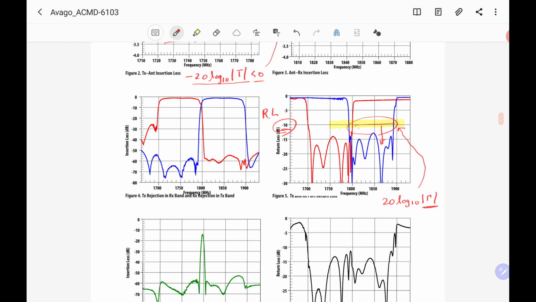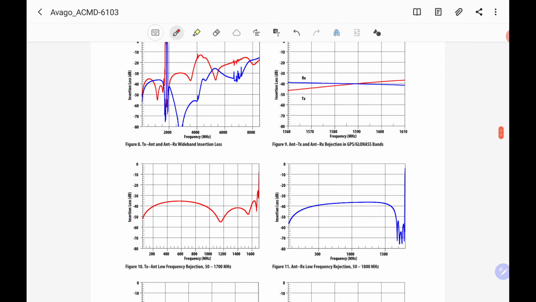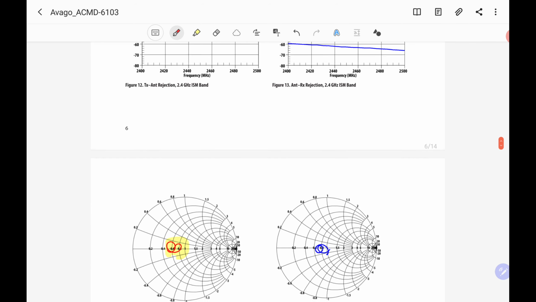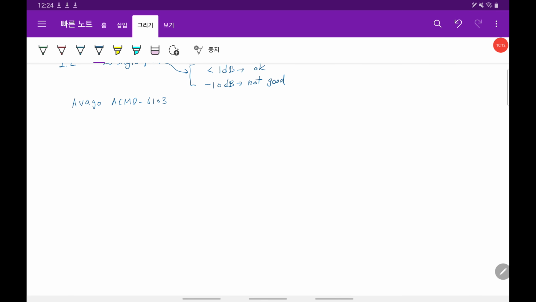So if you see this kind of spec sheet, then you will understand all the dB or microwave related specs, right? This is the Smith chart, we'll learn later. The device I just showed you is Avago ACMD 6103, so you can search if you want to see. Avago is an American-based USA company, which is very famous in RF filter circuit technology.